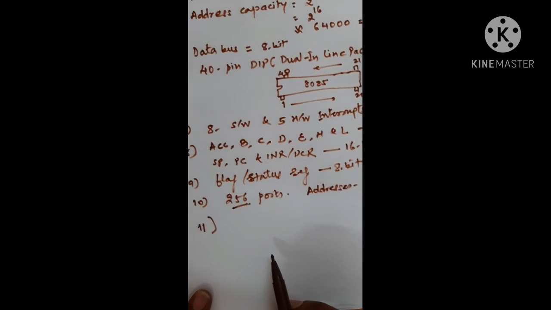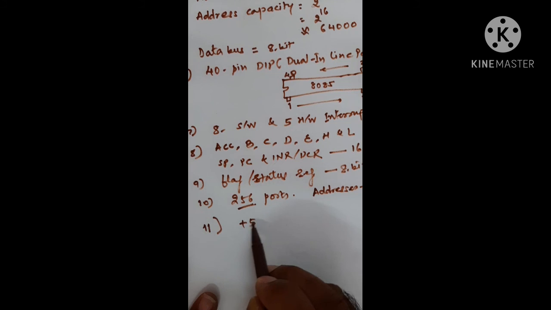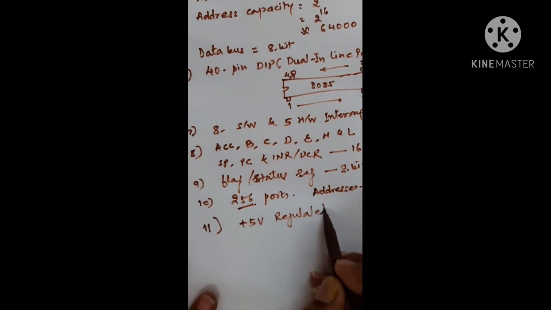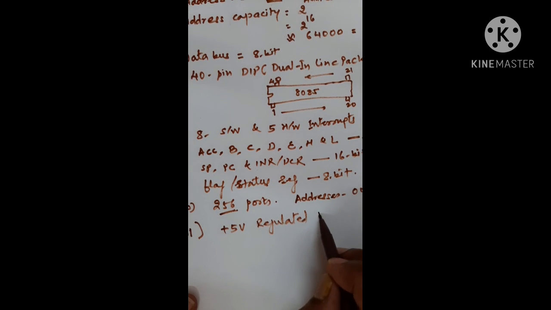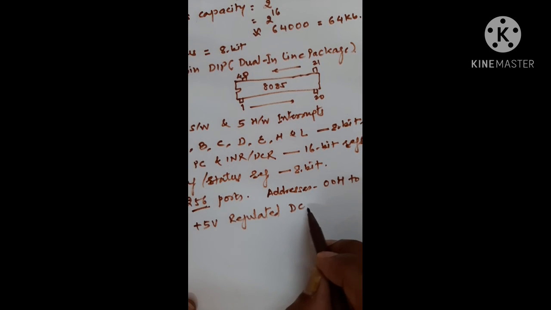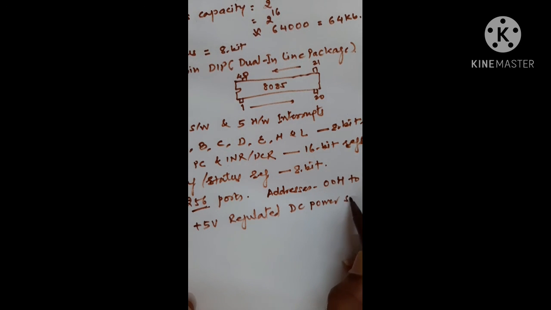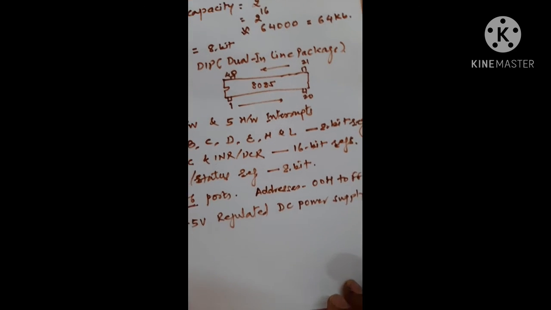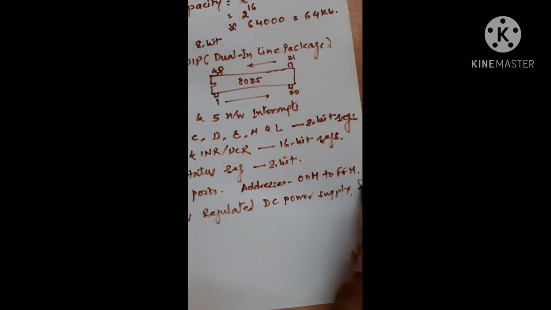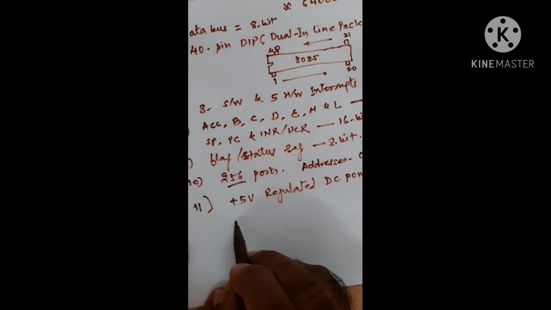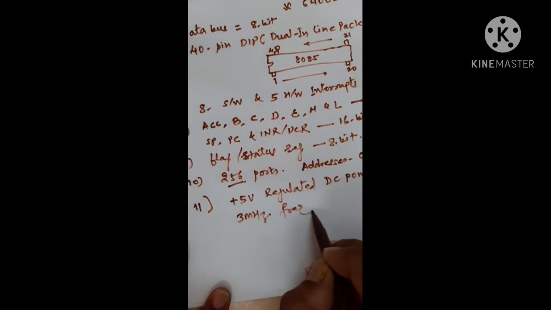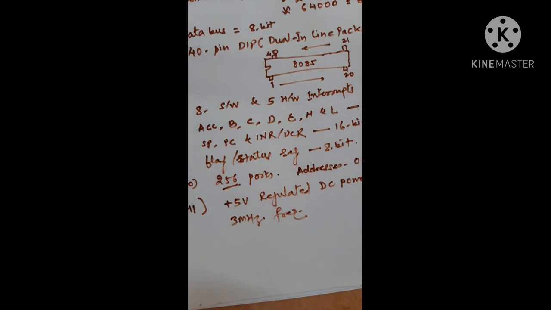It requires a plus 5 volt regulated DC power supply. It requires a plus 5 volt regulated DC power supply, and some frequency is required, about near 3 megahertz, to synchronize the timings of instructions.